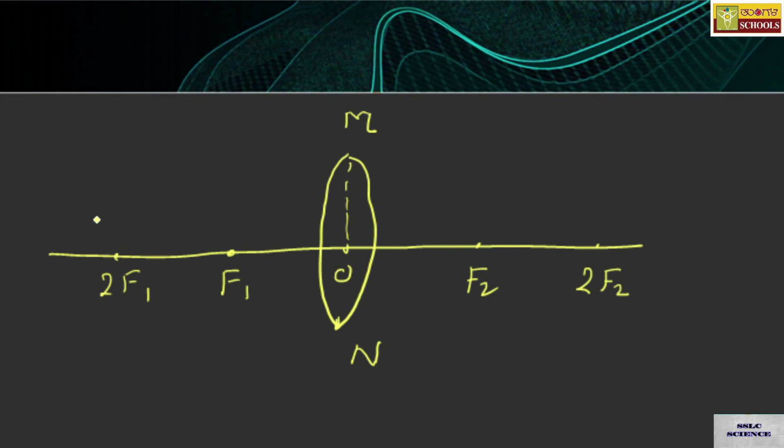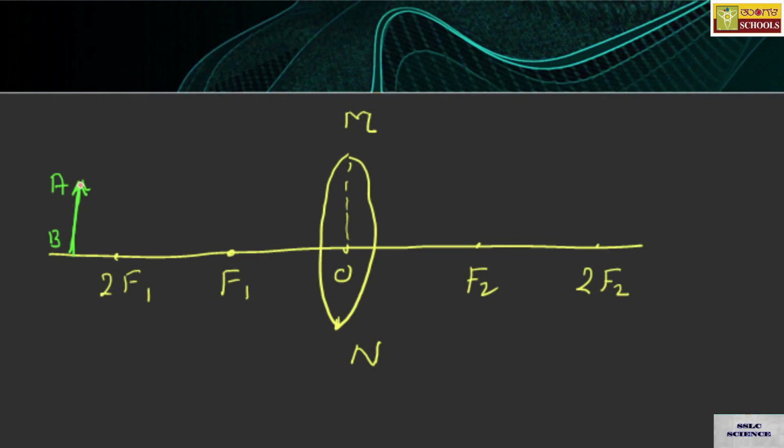So what will be our position? That is the position of the object beyond C. I am placing the object AB beyond C. Assume this is point A, this is point B. So we kept the object beyond C. Now what to do? As I said, follow the rule.